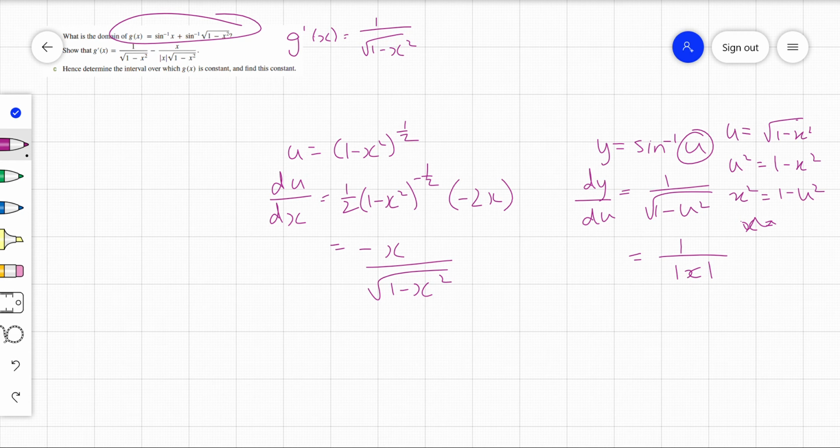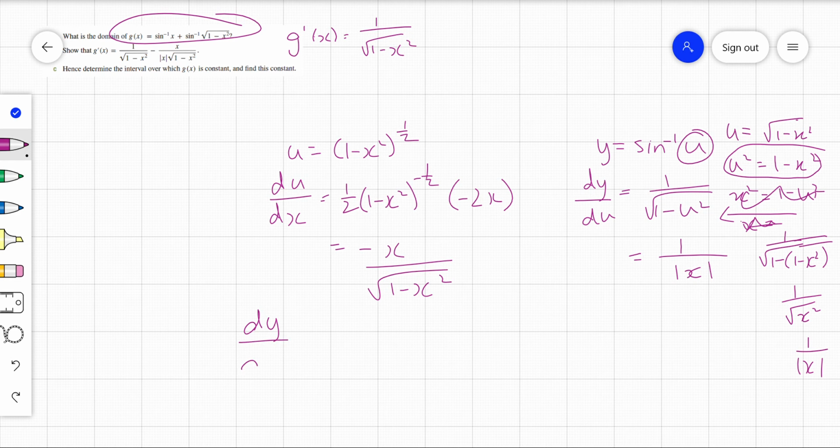U squared is this, and then when I put it into here, I've got 1 on the square root of 1 minus u squared, so 1 minus x squared. And you can see that that will just be 1 on the square root of x squared. And so it has to be positive, and it's 1 on x, but it has to be positive. So we write it as either the absolute value of 1 on x or 1 on the absolute value of x. Sorry, that was a bit long-winded.